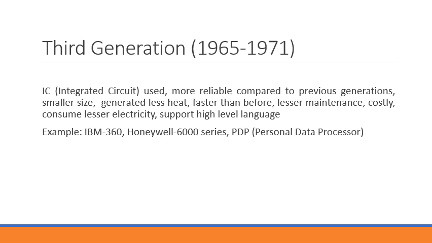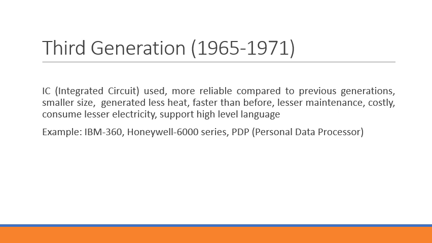Third generation. The period of third generation was from 1965 to 1971. The computers of third generation used integrated circuits in place of transistors. A single IC, that is integrated circuit, has many transistors, resistors, and capacitors along with associated circuitry. The IC was invented by Jack Kilby. This development made computers smaller in size, reliable, and efficient.